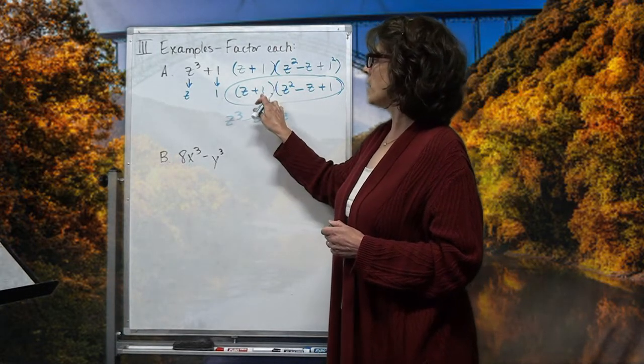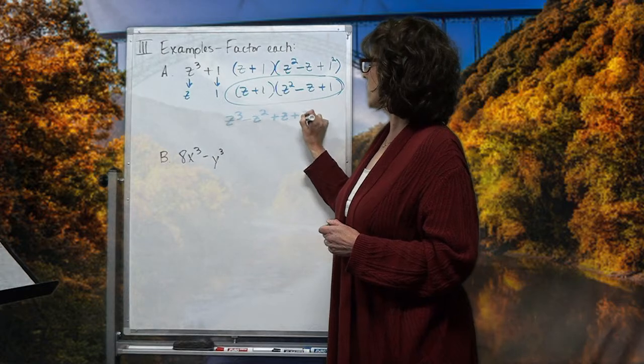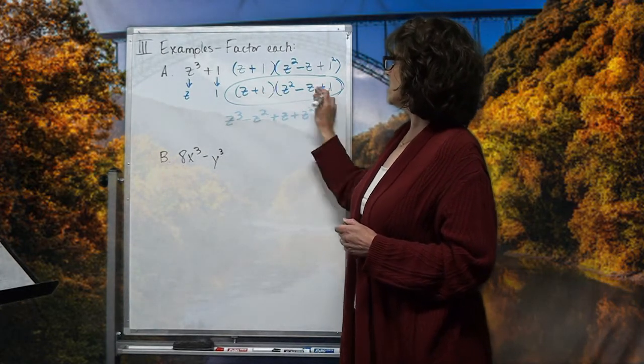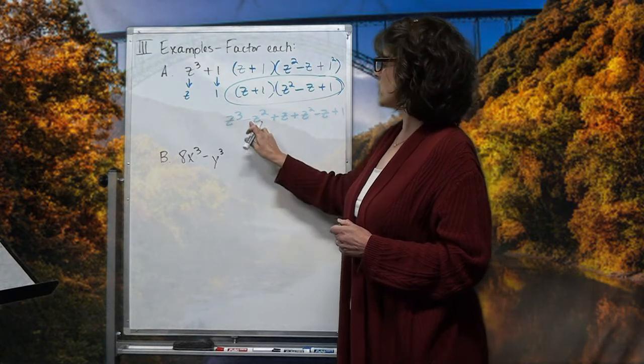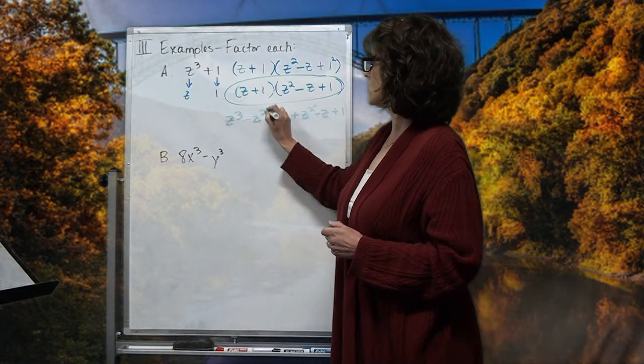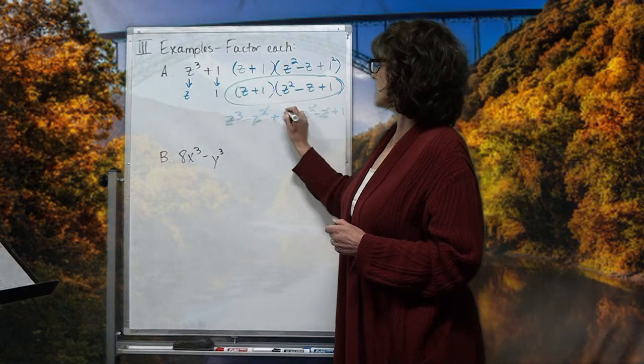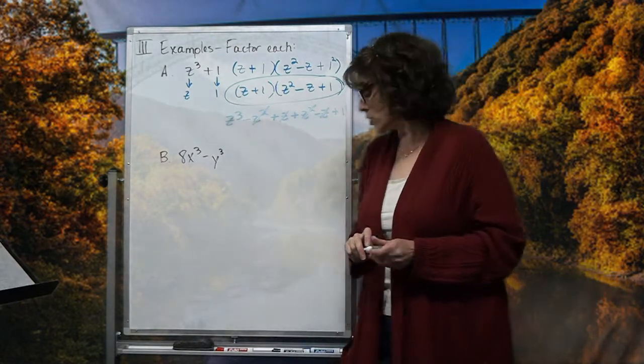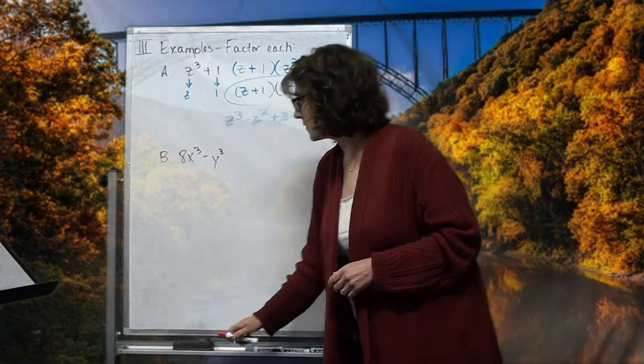Now pick this guy up. 1 times z squared is z squared. 1 times negative z is negative z. And 1 times 1 is 1. And check this out. Negative z squared cancels. Z and negative z cancels. I'm left with a z to the third plus 1, which is exactly how I started. So I know that that's the correct way to factor it.